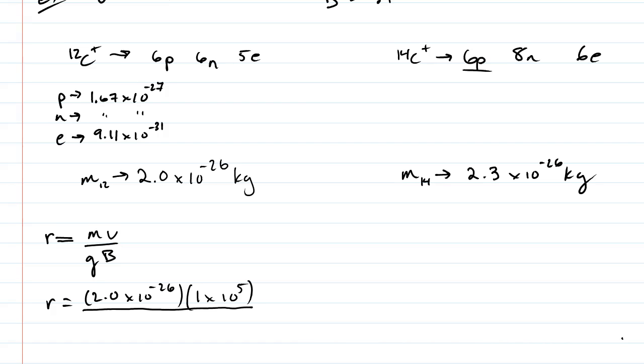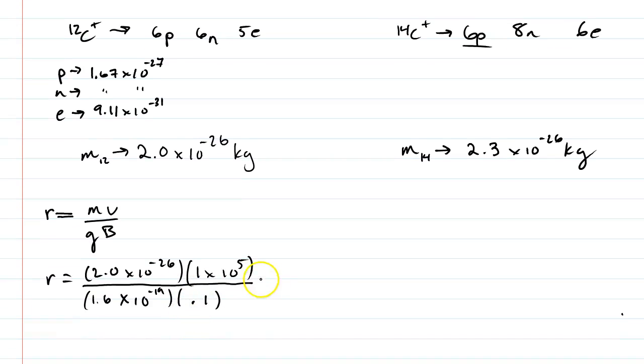Now the positive on the ion here means that there is one less electron than protons, and so the net charge is going to be 1 positive, but we're still going to be using 1.6 times 10 to the negative 19th coulombs. And then the magnetic field here, they gave us a strength of 0.1. Let's crunch that. When I work all that out, I get 0.125, so about 0.13 meters.